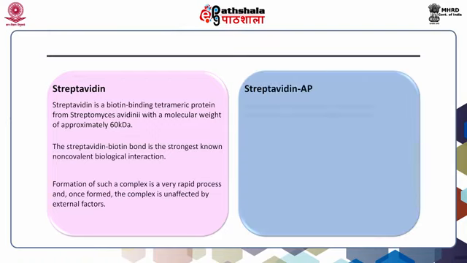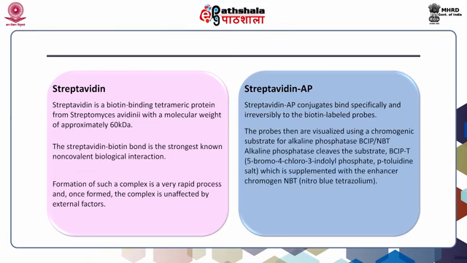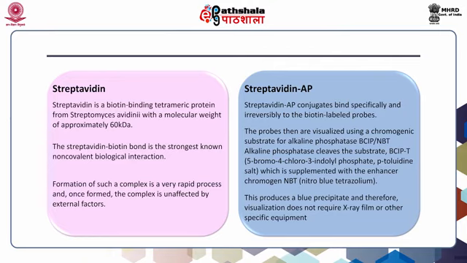Streptavidin AP. Streptavidin AP conjugates bind specifically and irreversibly to the biotin labeled probes. The probes then are visualized using a chromogenic substrate for alkaline phosphatase. Alkaline phosphatase cleaves the substrate and this produces a blue precipitate, and therefore visualization does not require X-ray film or any other specific equipment.